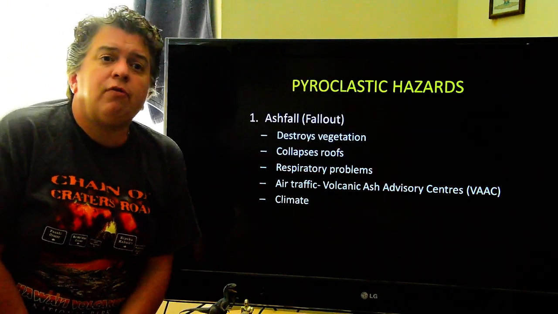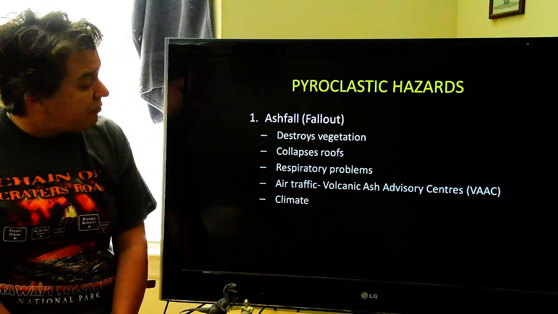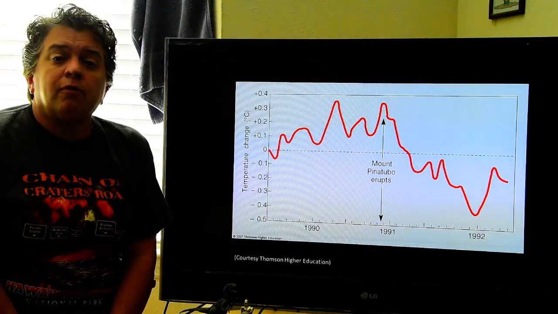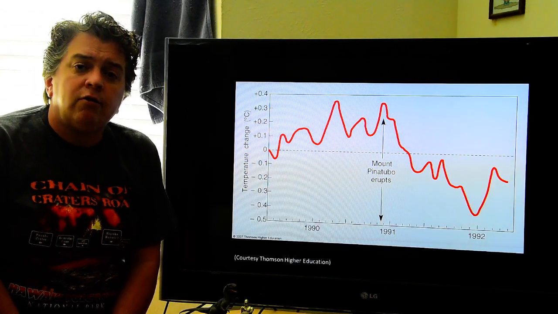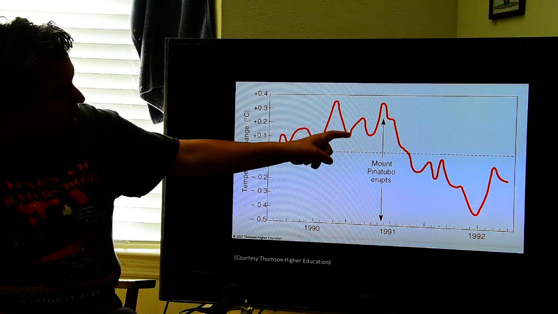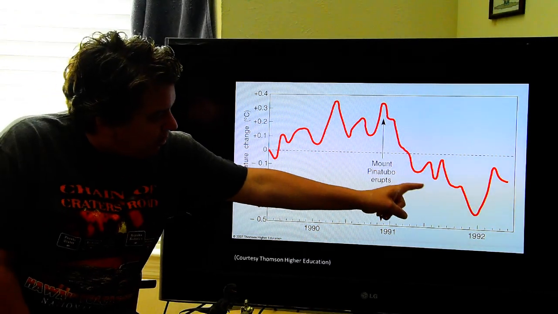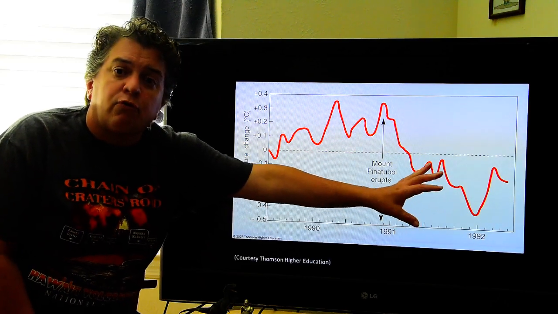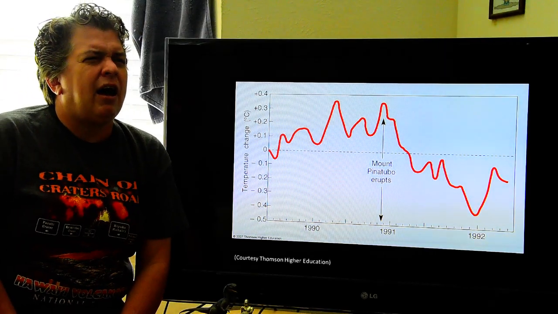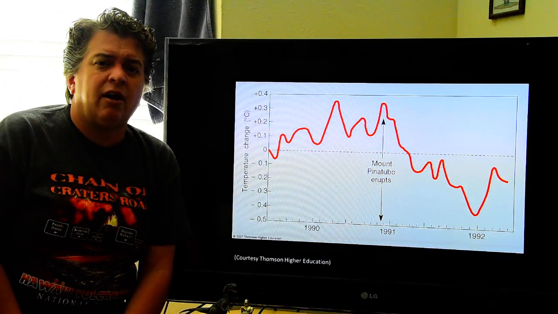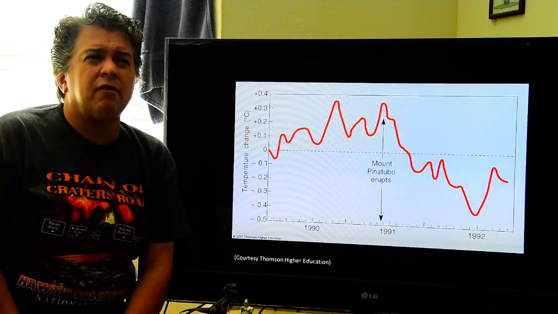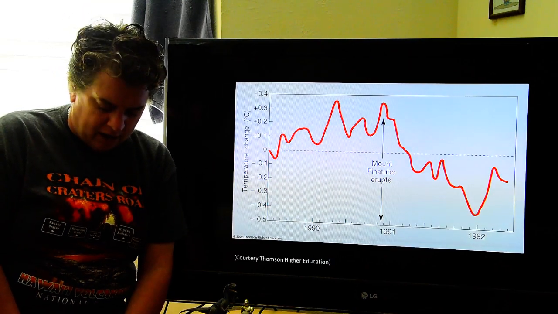Ash, when it gets into the stratosphere, can also affect Earth's climate system. We saw this after Mount Pinatubo erupted in 1991. This is a temperature record, and we can see here's kind of the temperature. Then we have the eruption, and notice the average global temperature drops. Average global temperature dropped something like half a degree Celsius, which doesn't sound like a lot, but that is the 20th century warming. It dropped about half a degree Celsius for something like 3 to 5 years after the eruption.